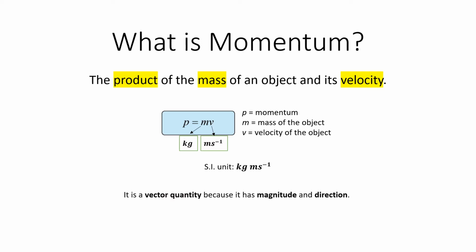Momentum is a vector quantity because it has both magnitude and also direction. Since momentum has a direction, it can be used to predict the resulting direction and speed of motion of objects after they collide.